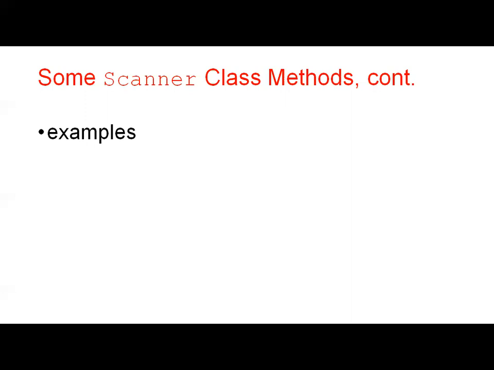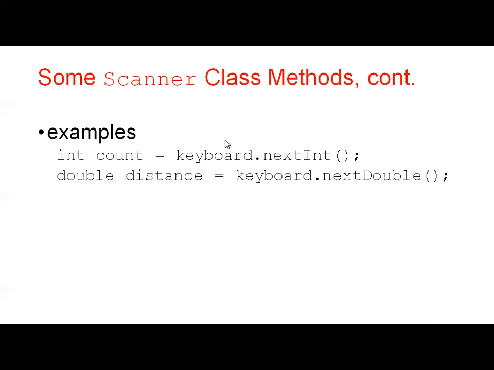Let us look at some examples using these methods. Now see, int count = keyboard.nextInt(). Assume that keyboard is a Scanner class object. Then keyboard.nextInt() reads an integer number and stores it into a variable called count. Similarly, double distance = keyboard.nextDouble() reads a double value, which will be stored into the variable distance.